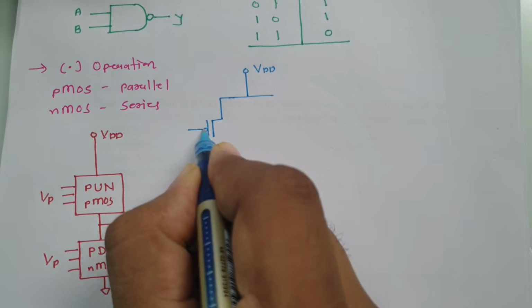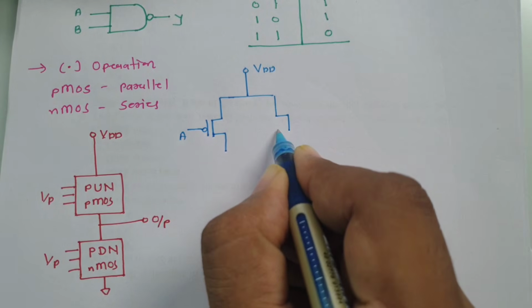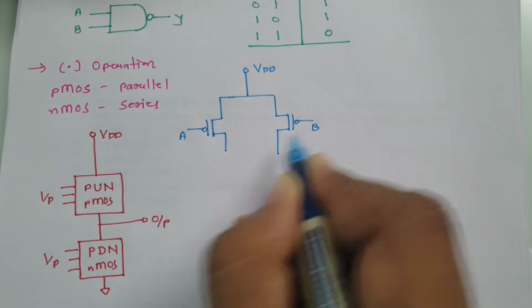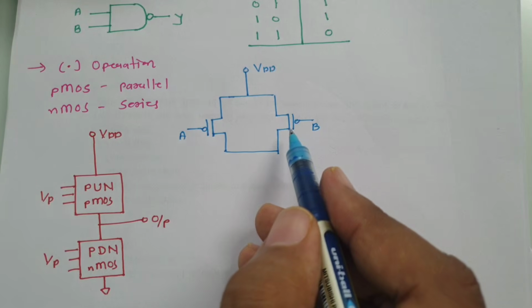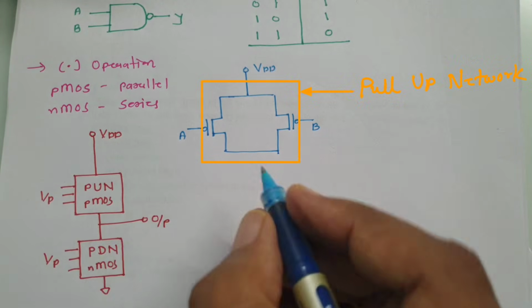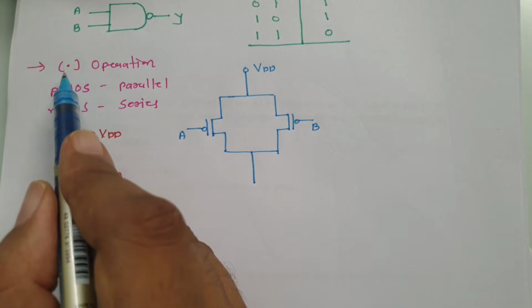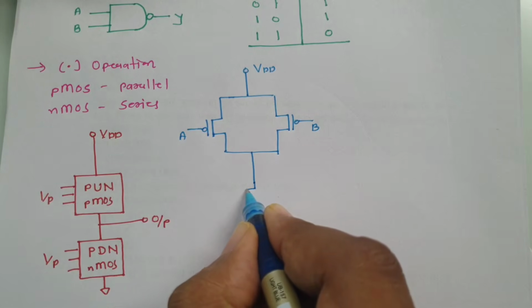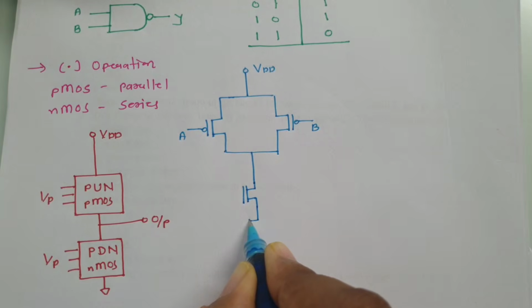PMOS is having input A and it should be in parallel, and here we have a second PMOS having input B, and you see those two are in parallel. So this is my pull-up network. Now in the pull-down network there will be NMOS, and in a dot operation NMOS should be in series. So here I am connecting NMOS in series, you see.